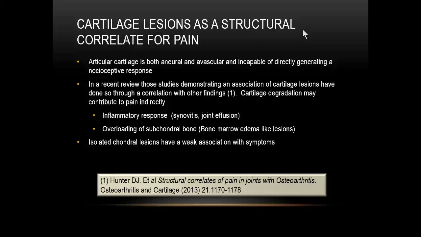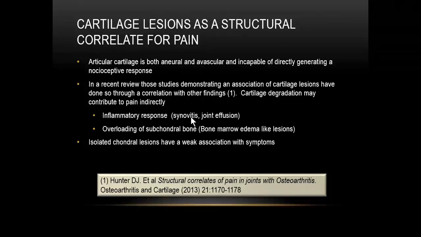If we look at cartilage lesions as a structural correlate for pain, well, articular cartilage is never a direct source of pain. It's aneural, it's avascular, it doesn't generate pain. If it causes pain, it causes it through its indirect effect on other components of the joint. There was a large study done by David Hunter and group looking at structural correlates of pain as they relate to osteoarthritis. And you really find that there's two major drivers of pain in patients that have cartilage lesions.